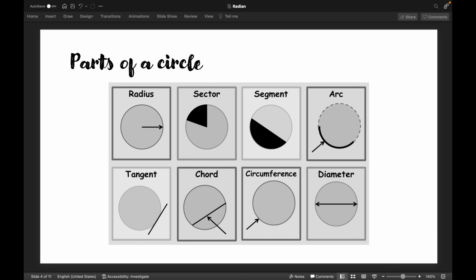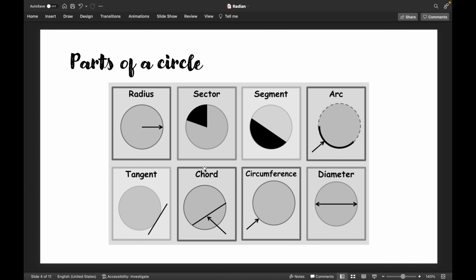And then there's something called the minor sector and the major sector. A sector is a minor sector if it involves less than half of the circle. So this would be considered a minor sector, and this would be the major sector. The major sector involves more than half of the circle. So this is the major sector and this is the minor sector.